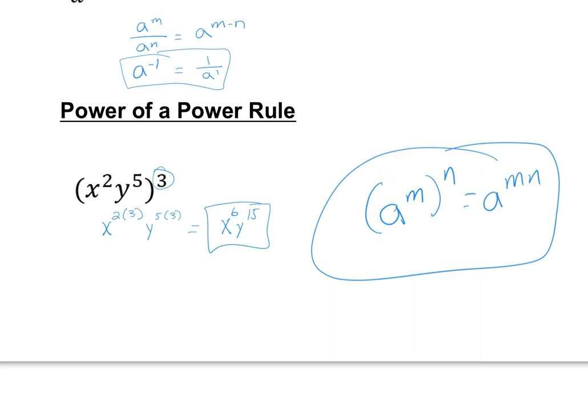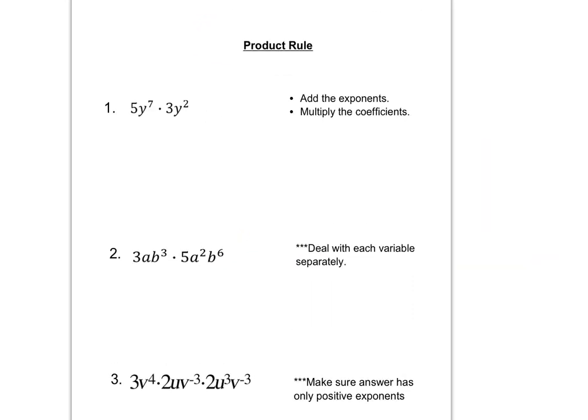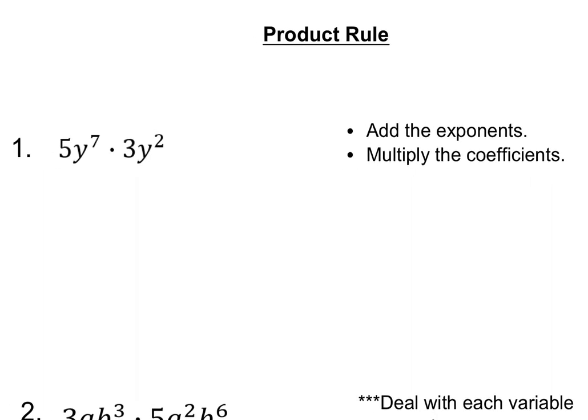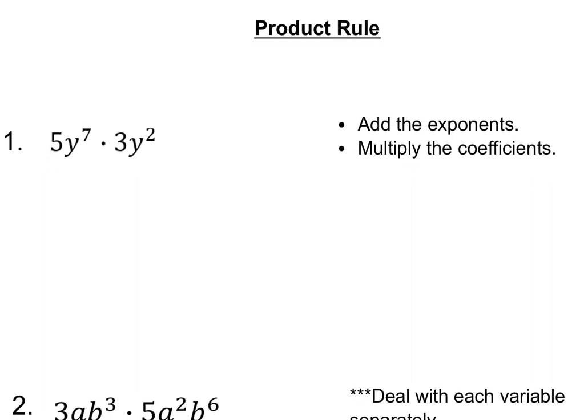So now let's put them into context. Let's take them a little bit to the next step. So start with practicing with the product rule. If I have 5y to the 7th times 3y squared, there's coefficients in this now, numbers. Our coefficients are just numbers. You are going to multiply the coefficients together and add the exponents together with the same base.